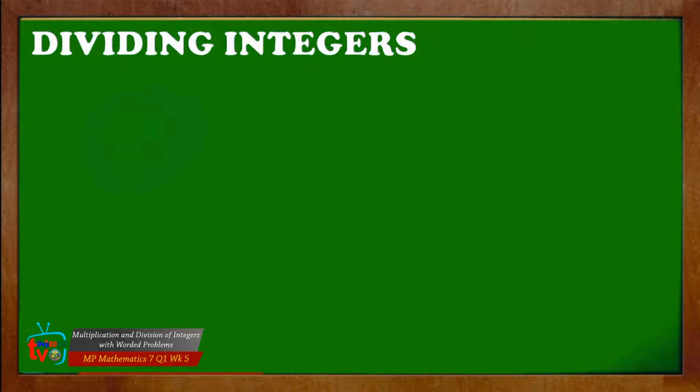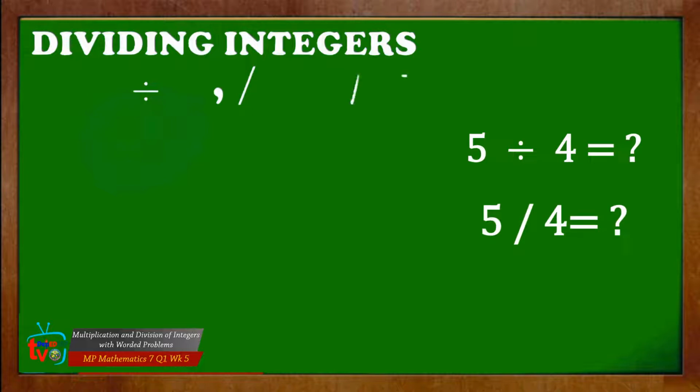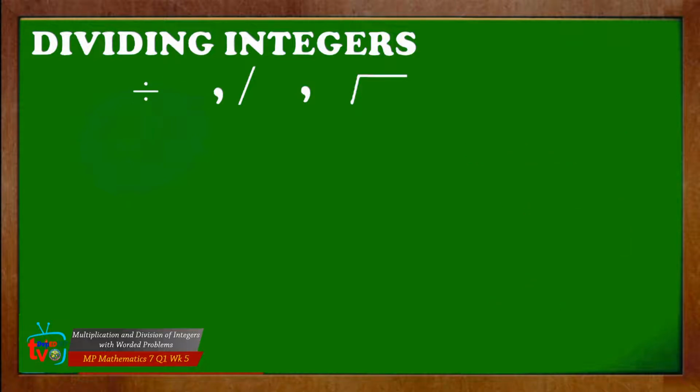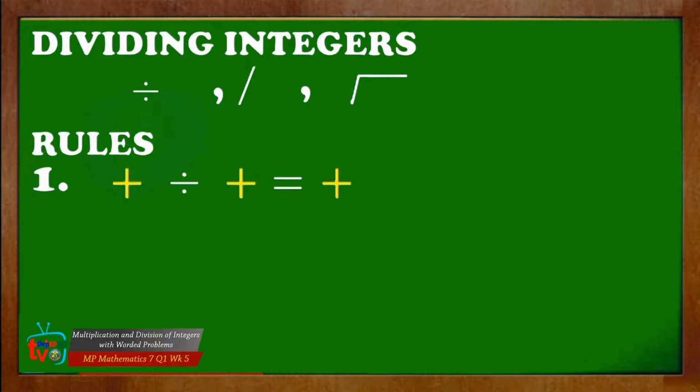Okay, moving on to our next lesson. Dividing integers. Division is the inverse of multiplication. It may be represented by the following 3 symbols. The first one, the second one, and the third one. There are 4 rules to follow in dividing integers. Number 1. The quotient of 2 integers with the same sign is positive.